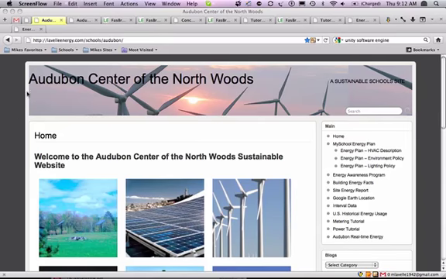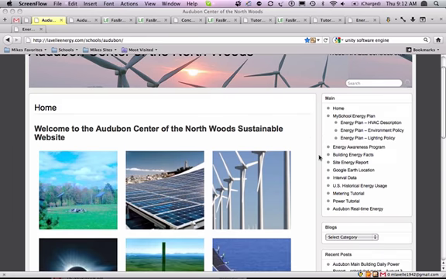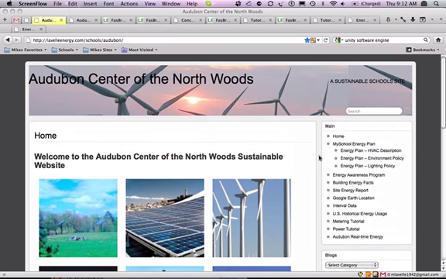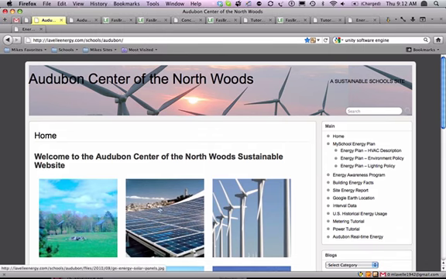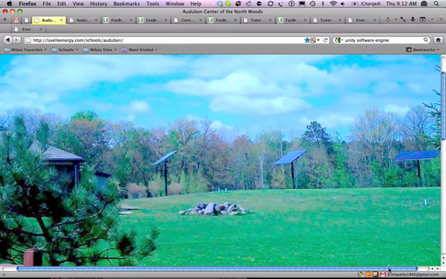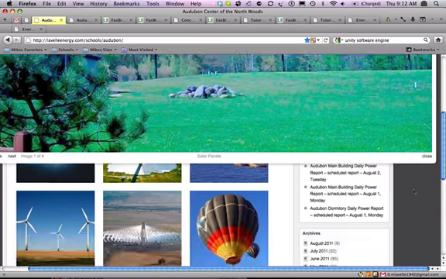In this recording, we're going to take a look at how we can use energy data for understanding better how buildings are operating. Our first building we're going to use today is the Audubon Center of North Woods. And this one is interesting because it has a number of photovoltaic units that are mounted out in the main facility lawn. You can see the three large panels there.